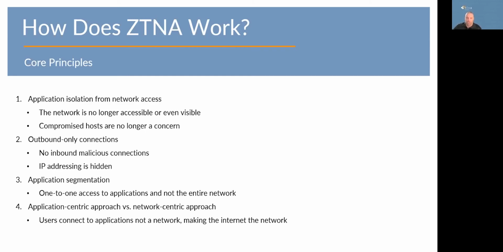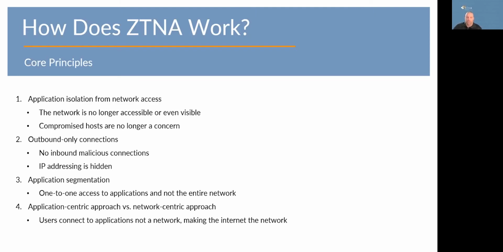IP addressing is hidden. So folks don't know your subnet scheme. They don't know how you've labeled things, how you've IP'd things. They can't do scans against the entire subnet, et cetera. There's application segmentation where it's one-to-one access. So again, this is where I'm saying you get access to a particular host or a particular application that you need, not the entire network. And then it's this application-centric approach versus the network-centric approach.